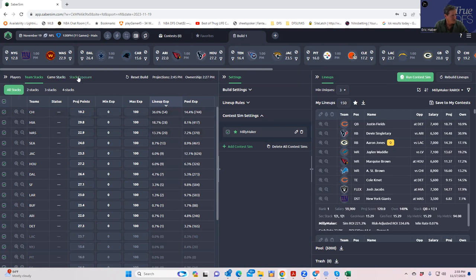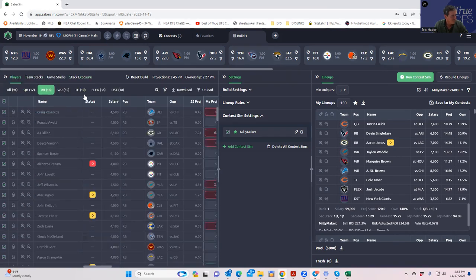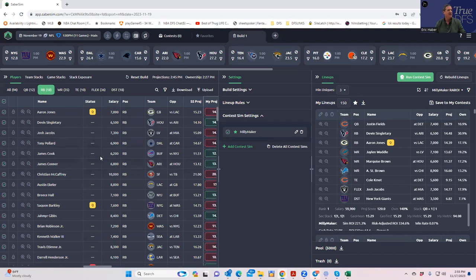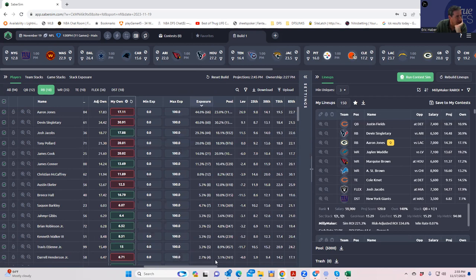Let's take a look. The stack exposure, again, 2 zeros. This is all fine. And running backs, Aaron Jones finally gets ahead of Darren Singletary in ownership there. And that's, I guess, pretty much all that I would have on this Friday.